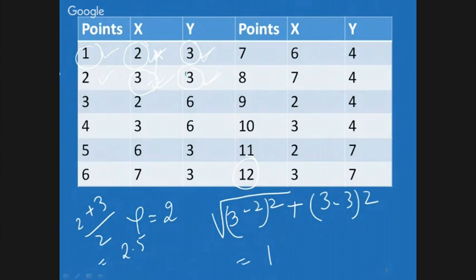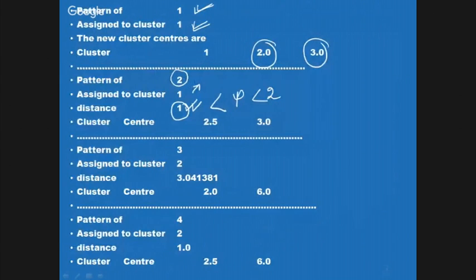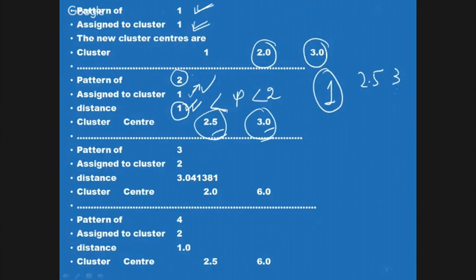That will be 3. So in the second case, pattern 2 is assigned to cluster 1 because the distance between this and this is 1, which is less than 2. That's why it is in the first cluster. And the cluster center will be the average, 1 by n summation of x, that is 2.5 and 3. These are my new points. Now for cluster 1, we have the point 2.5 and 3.0. The earlier 2 and 3 was omitted, that has been updated, right?